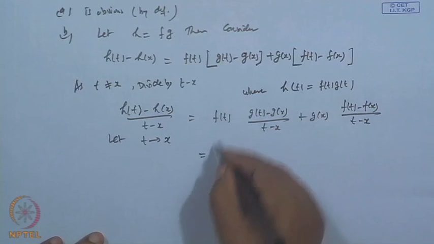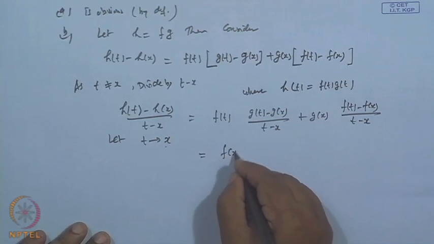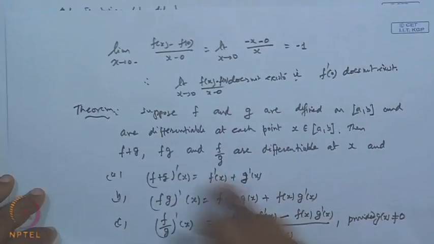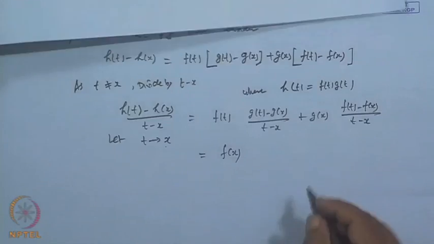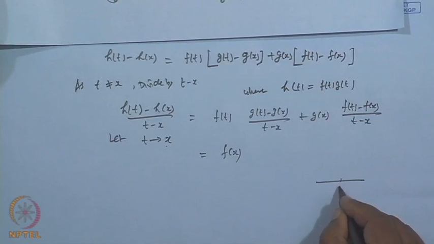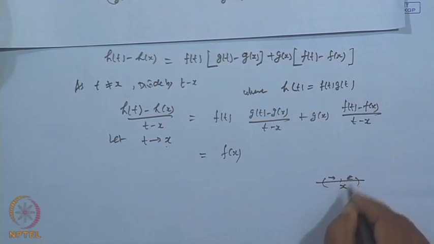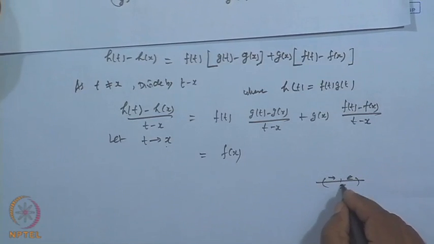The right hand side is, when t tends to x, f(t) will go to f(x), because f is given to be a differentiable function. So, it must be continuous at the point x. When you take t, x is here and this is the interval, so either t is this side or maybe t is this side, the function is continuous. So, the limit of f(t) will be f(x).